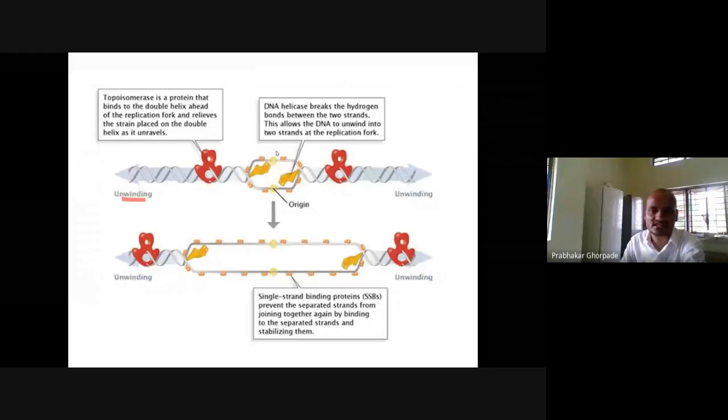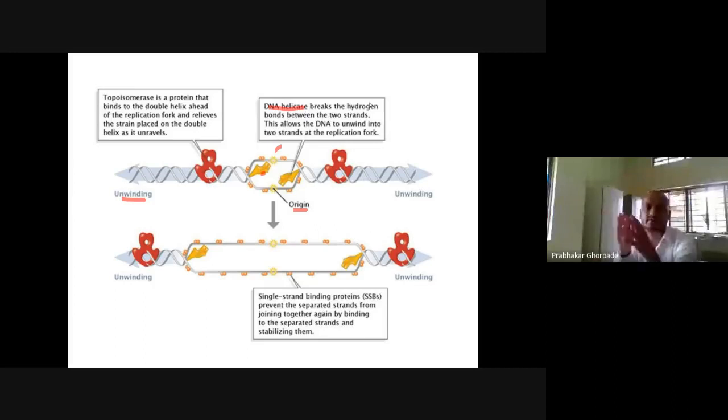For example, this one is the origin of replication, and this yellow color is the DNA helicase. It is breaking the hydrogen bond between the two strands, and it is allowing the DNA to unwind into two strands at the replication forks. So these two strands are getting separated from each other.